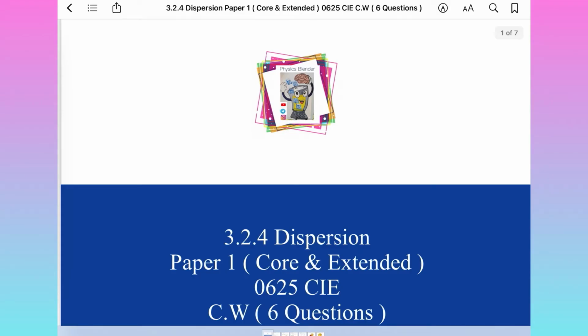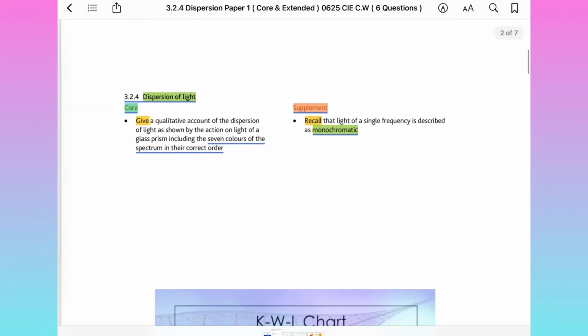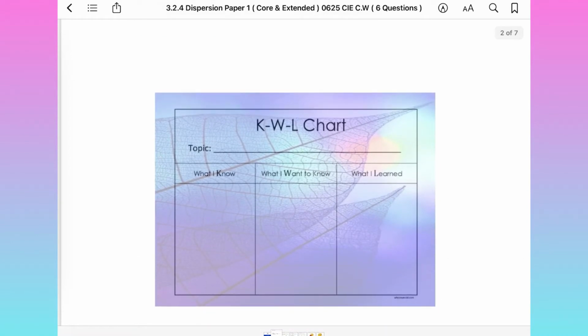Hello everyone, welcome to Physics Blender e-learning platform. Today we are going to discuss Dispersion Paper 1 classwork. First of all, please check the Telegram channel so you can find the KWL chart to write down what you know, what you want to know, and at the end of the session you write what you learned.